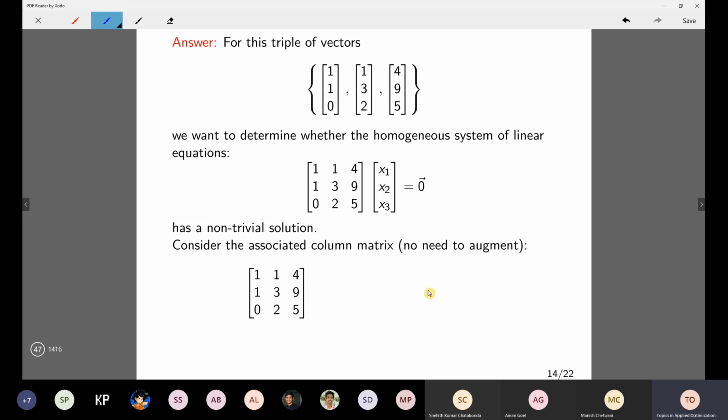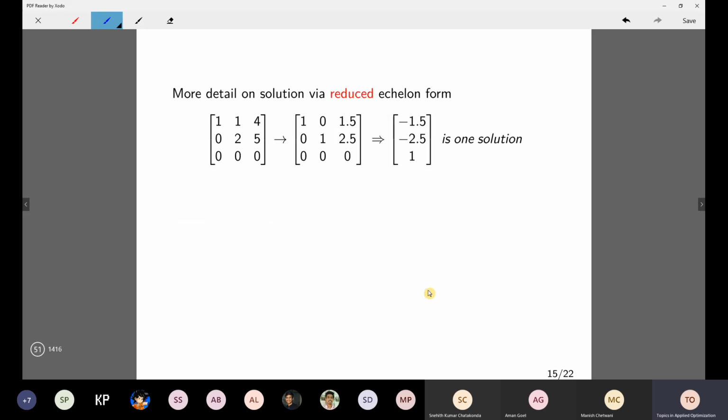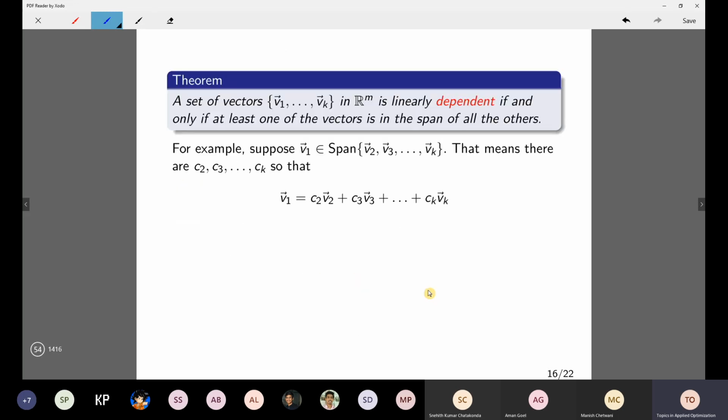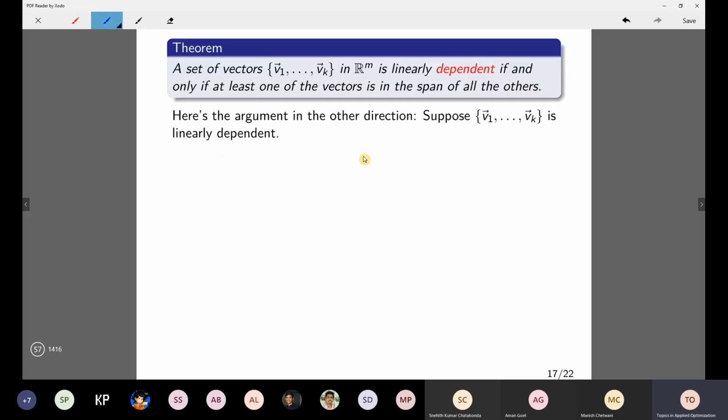I'm going to skip this now. You know how to do this, and this is now a definition, or a theorem. A set of vectors is linearly dependent if and only if at least one of the vectors is in the span of the others. If I can write one of the vectors as a linear combination of the remaining, then the set is linearly dependent. That is something we already know.